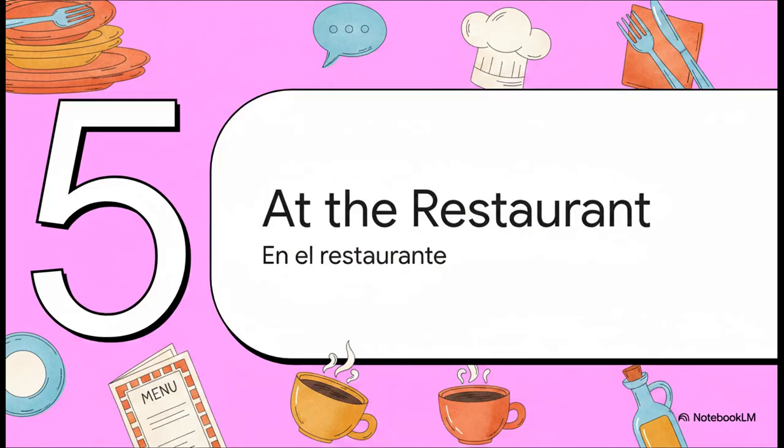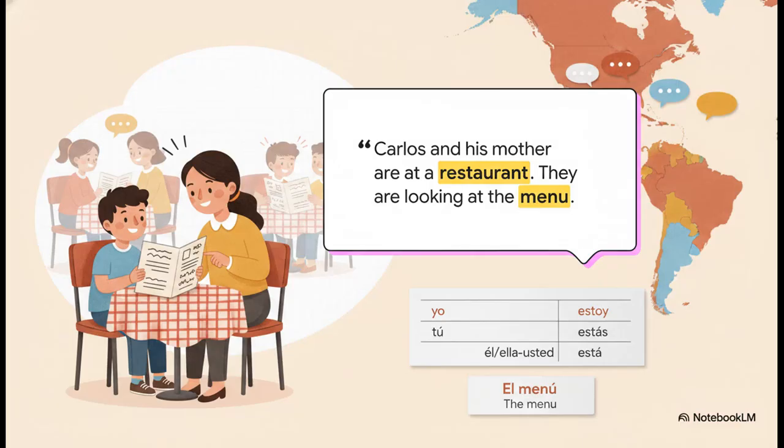Section 5, at the restaurant. You have the grammar down perfectly now, so it's time for our final capstone section. We're going to apply absolutely everything we've just learned to a real-world scenario. Picture this scene in your head. Carlos and his mother are at a restaurant. They are looking at the menu, you can hear the lively chatter of the dining room around them, the clinking of glasses, and they're getting ready to order. Imagine the conversation they are about to have.